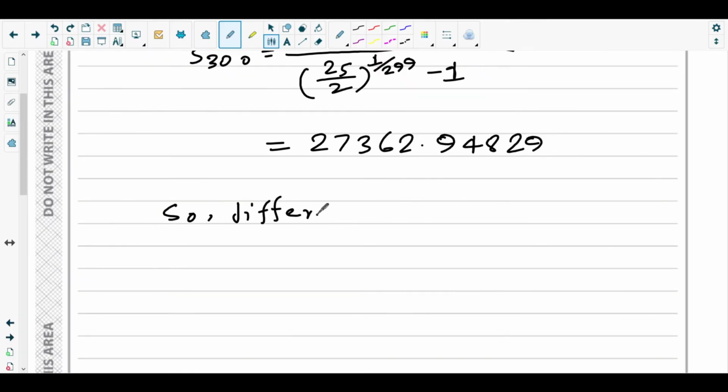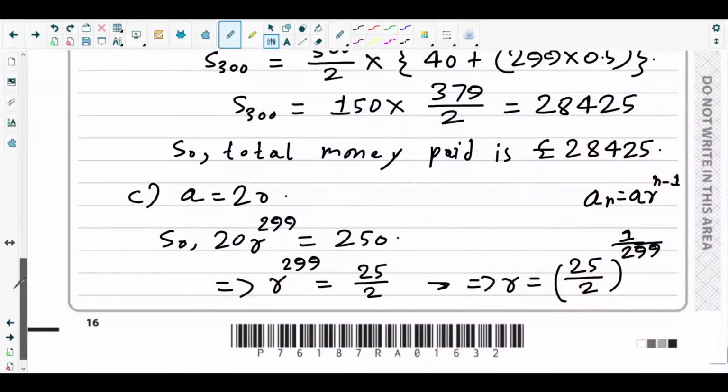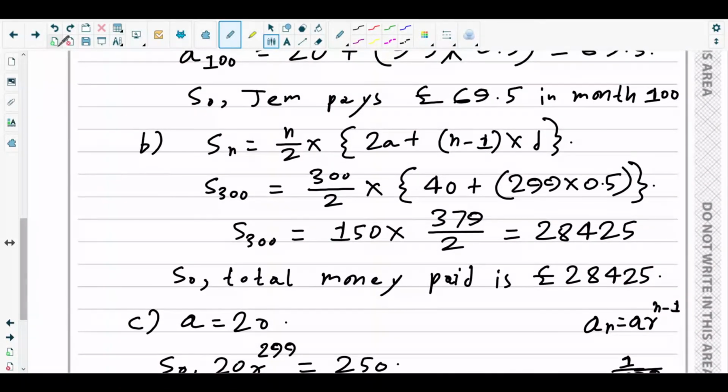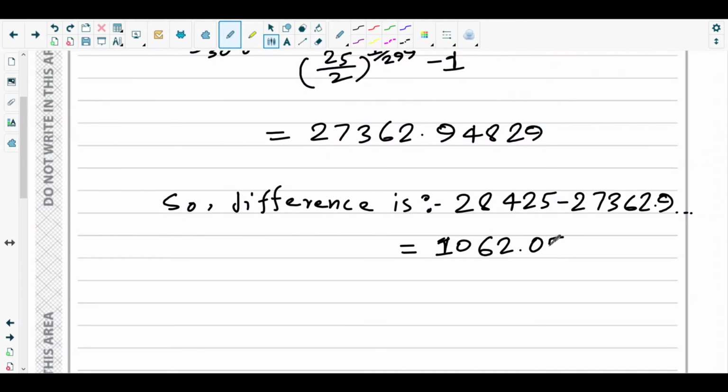The difference is how much? Which one is the larger value? We got 27362 here, and the previous one was 28425. So 28425 is larger. 28425 minus 27362.9 and so on. So the difference would be 28425 minus 27362.94829, so you will get about 1062.05.